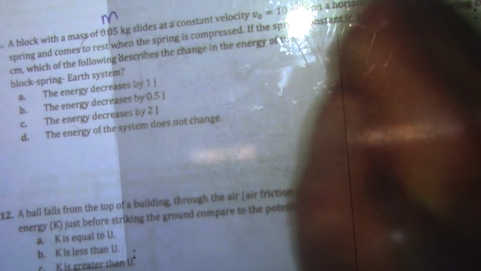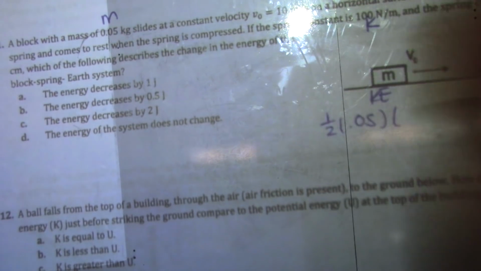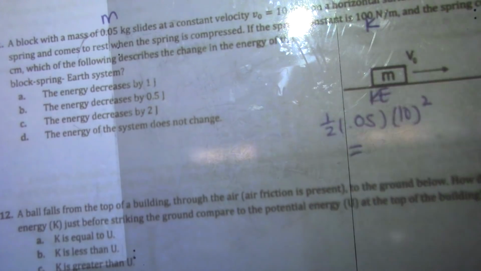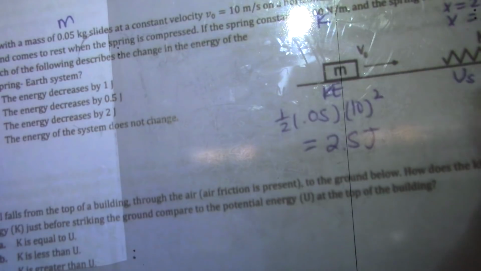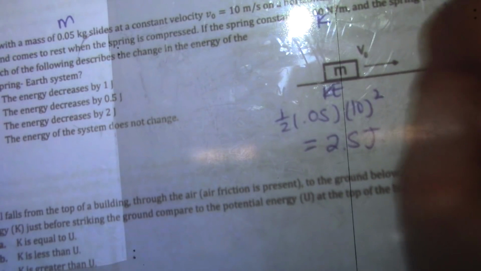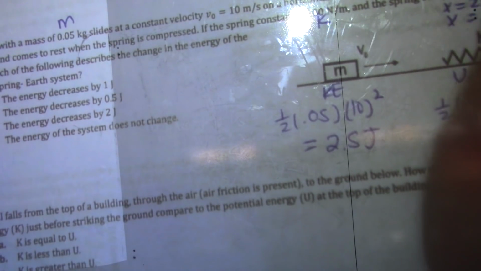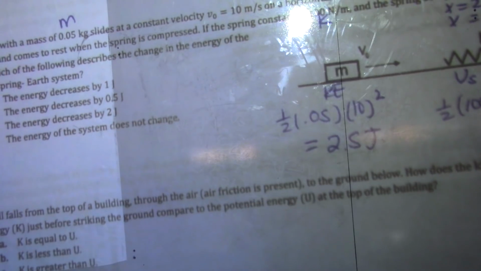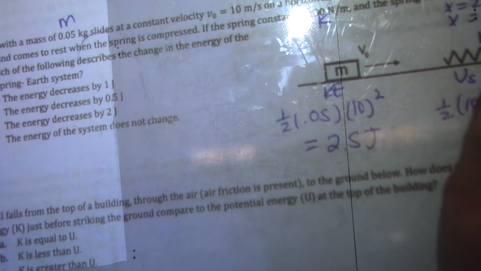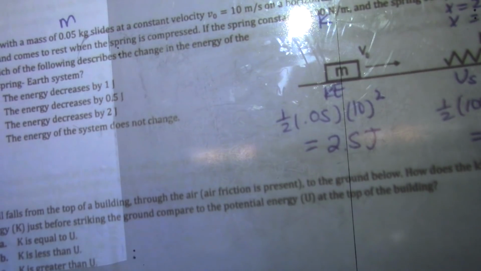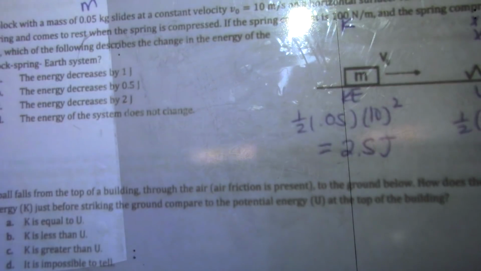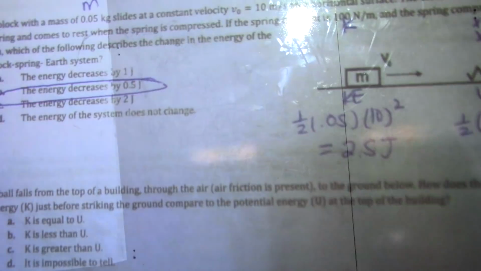This is going to be 1/2 m v naught, which is 10 squared. So this gives me 2.5 joules. Here, this is spring energy, which is 1/2 kx squared. 1/2 k is 100, x is 0.2 squared. Multiplied gives me, not 0.2, just 2 joules. Alright, so I had 2.5 joules, and now I only have 2 joules. So it decreased by 0.5.